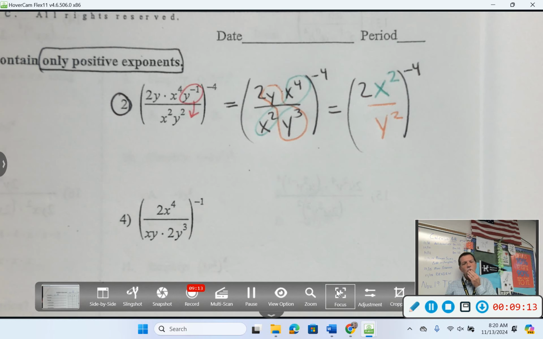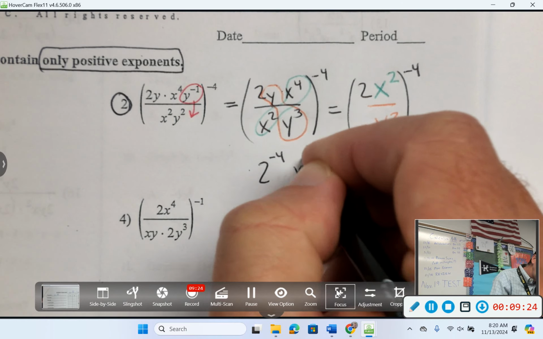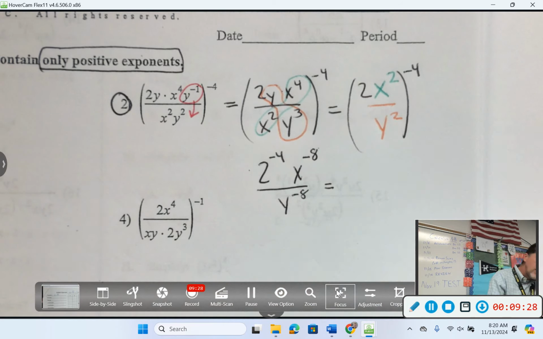Would we do the negative 4 times the 2 as well? Yes. Be careful, it's not times the 2, though. It's to the power. So 2 to the negative 4, x to the negative 8, y to the negative 8. That's a step that some people wouldn't show, because you're going to flip them.